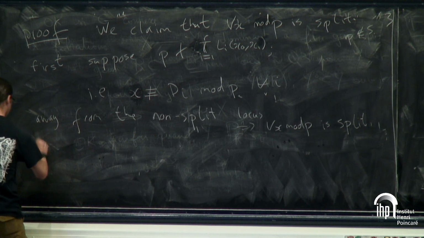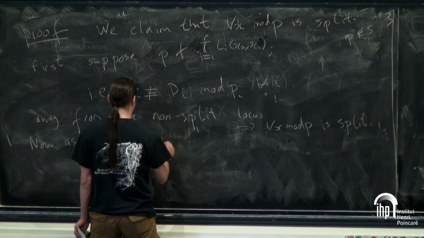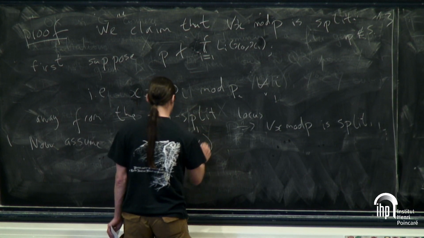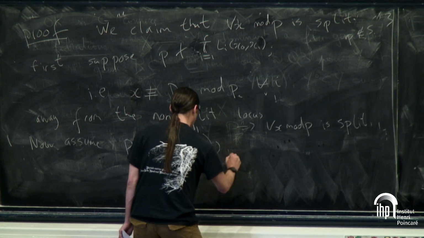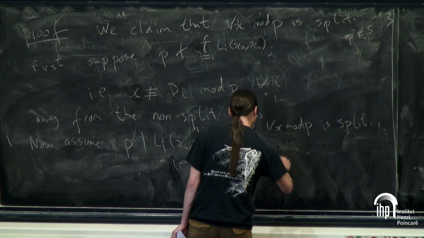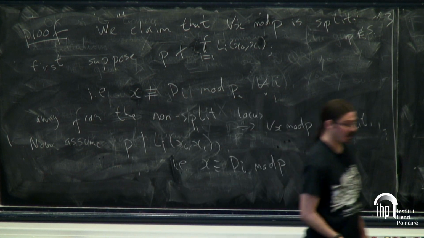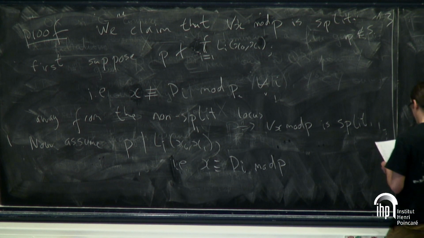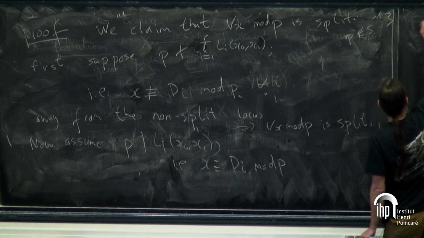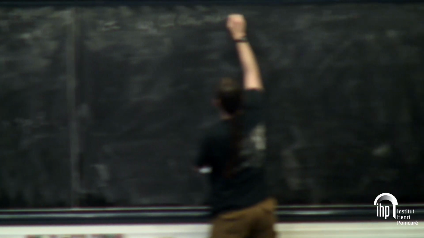Next case. Now assume that p divides L_i(x0, x1). This means that my point x is congruent to di modulo p. So here I do coincide with a non-split fiber modulo p, so I could possibly be non-split. However, I've set up everything correctly so this doesn't happen. Namely, I calculate omega_i evaluated at L_i. By assumption, this was equal to 1.